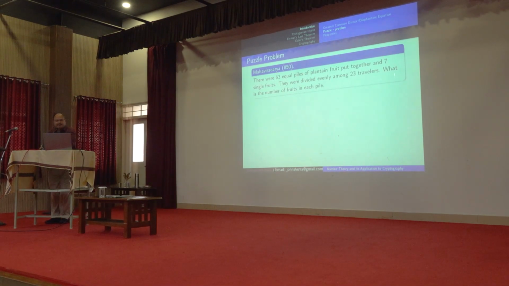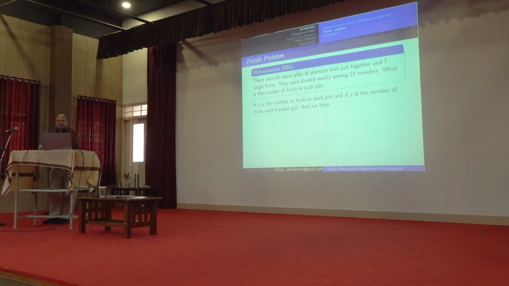So we take the number of plantains in each pile as X. X fruits are there in each pile, and Y is the number of fruits each traveler has got. Then we have the equation 63X plus 7 equal to 23Y. In other words, 63X minus 23Y equal to minus 7. That's the Diophantine equation that we have.